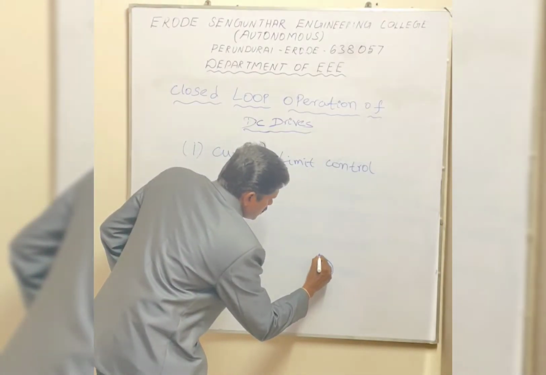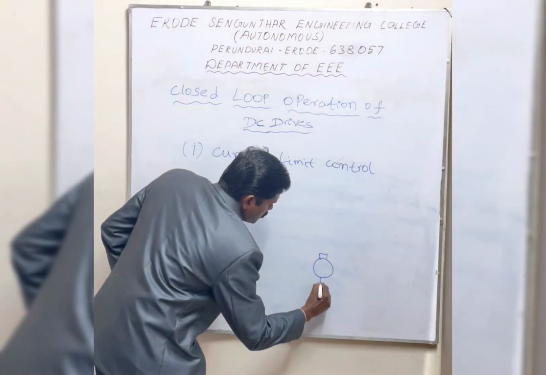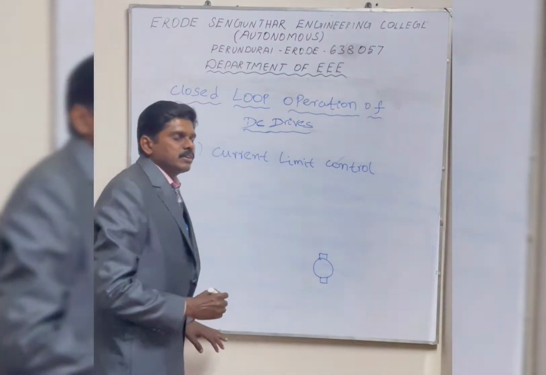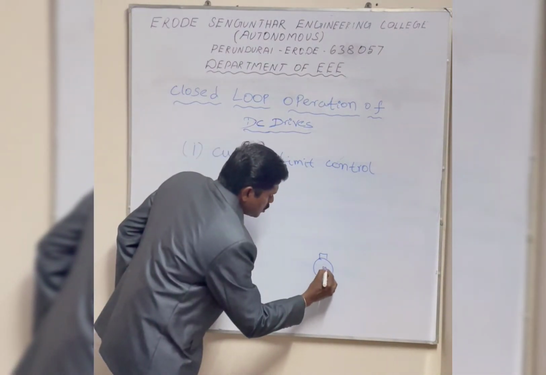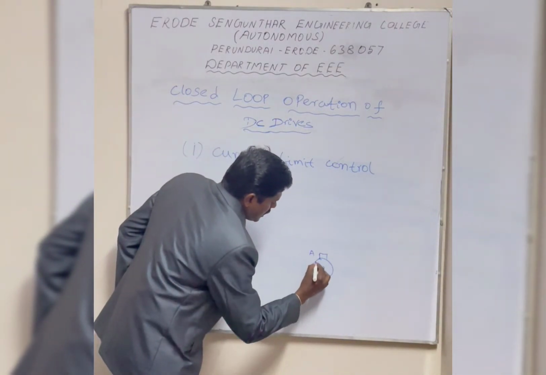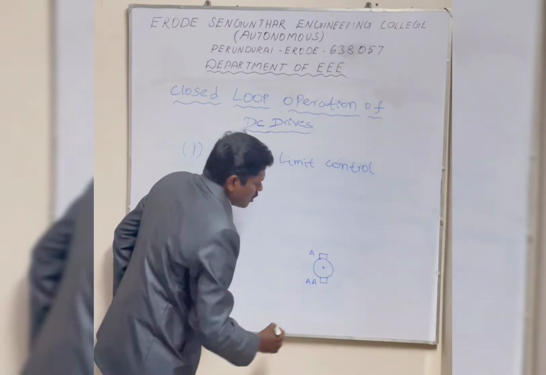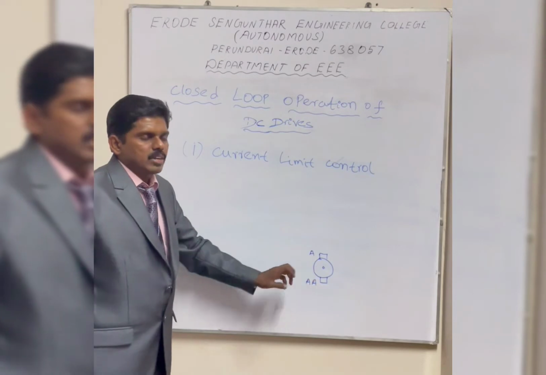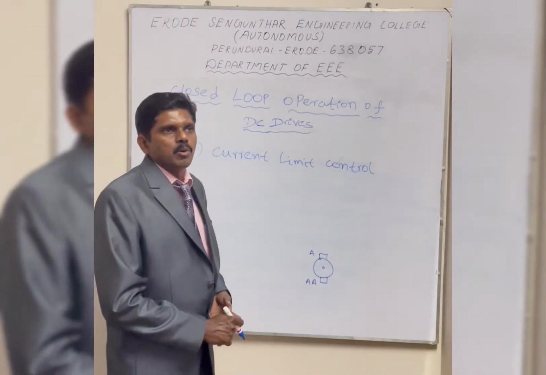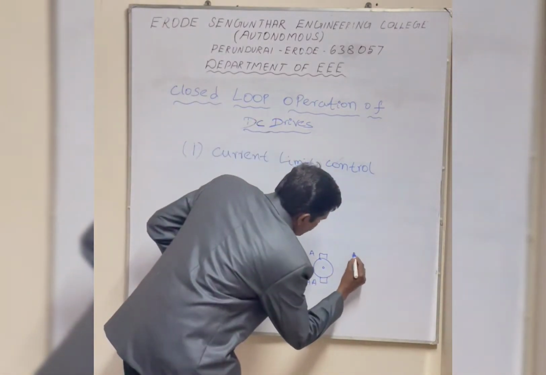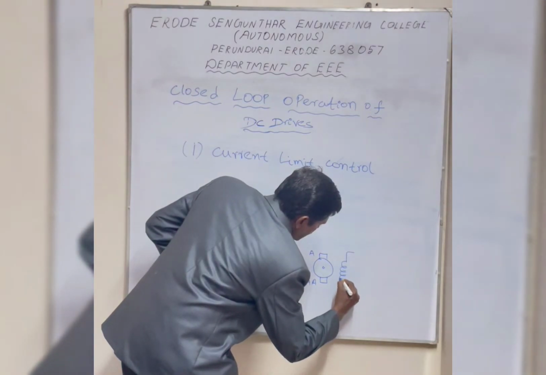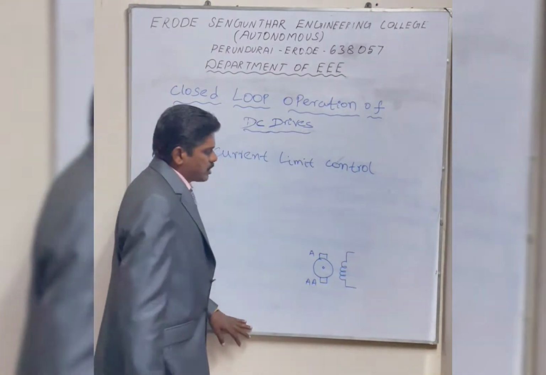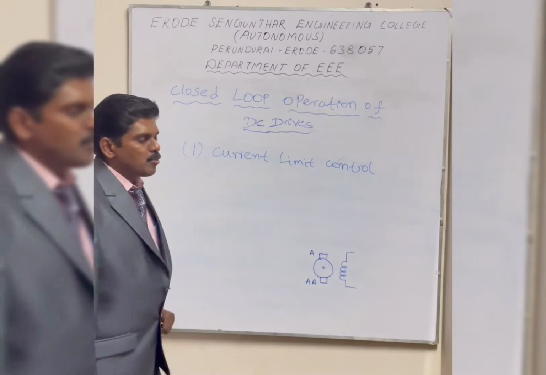Okay, so in a DC motor we have an armature and a field. The first one is the armature, which is represented as A A. In this closed loop operation I have considered a separately excited DC motor. The field winding is separately wound, so it is called a separately excited DC motor.